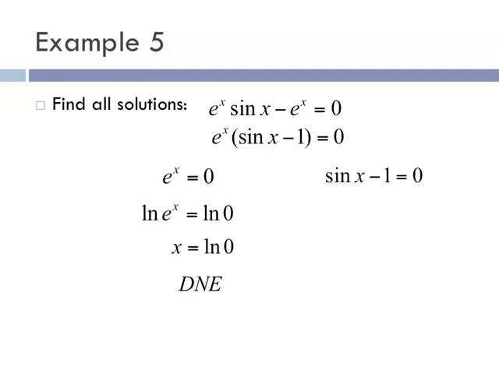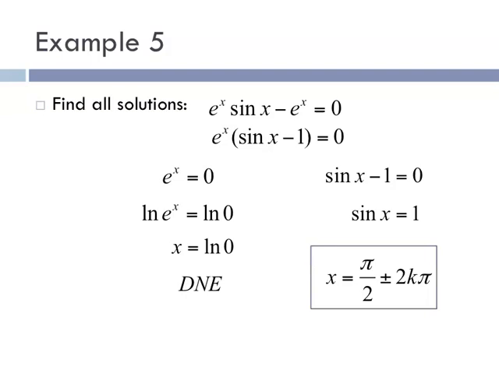For the second part, sine of x minus 1 equals 0. We have sine of x is equal to positive 1. Thinking about the unit circle, where is the y-coordinate equal to 1? At the top of the unit circle, which is when x is equal to pi over 2. So x equals pi over 2 plus or minus 2k pi. And that's the only part that we actually have a solution for.